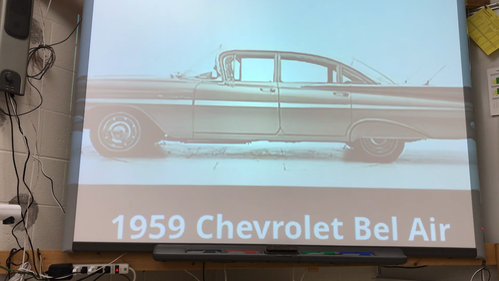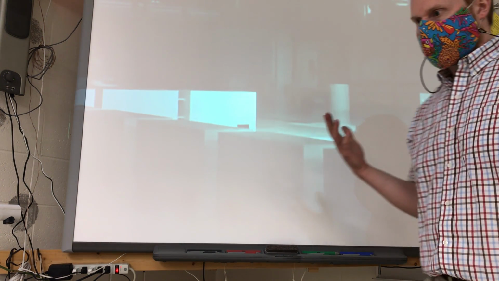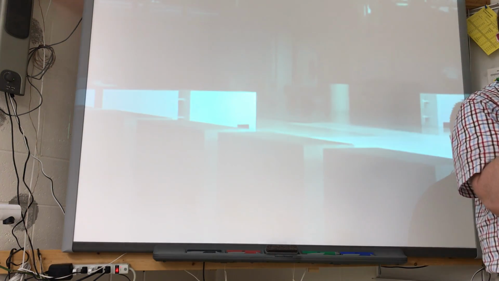So there's the 1959 Chevy Bel Air, and they crashed it into, and I don't know the speeds, a 2009 Chevy Malibu. They're going to do a front-end collision and look at a few things. Let me pause this quickly. A couple things I want to mention: when we talk about collisions with cars, cars are things, and things can be replaced, right? So when we talk about car crashes, the emphasis should be on the occupants of the car.